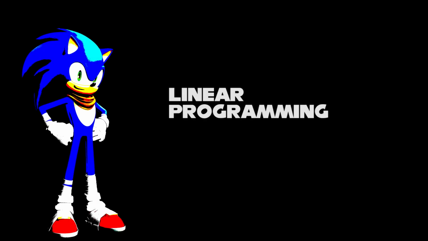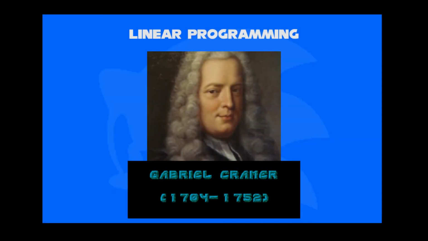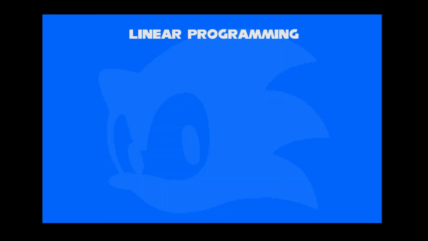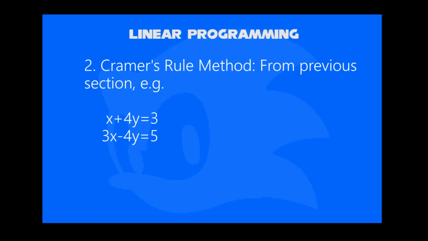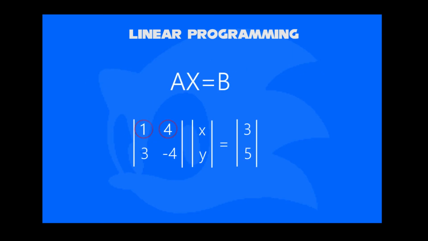Let's see the next section called Cramer's rule. This comes from the Genevan mathematician Gabriel Cramer, 1704 to 1752. In Cramer's rule, taking these same equations from the previous section, we have two variables, x and y. The first equation is given by x plus 4y, which is 1 and 4 in the form of row matrix. And secondly, 3x minus 4y, in the formation of 3 and minus 4, as well. On the right hand side, we have a column matrix, containing 3 and 5.